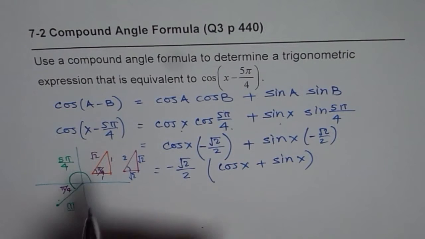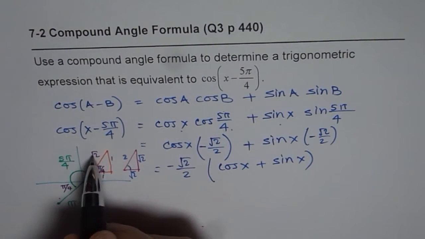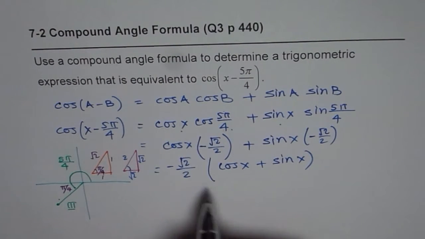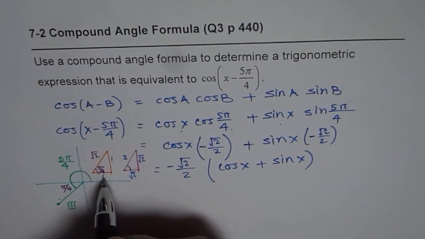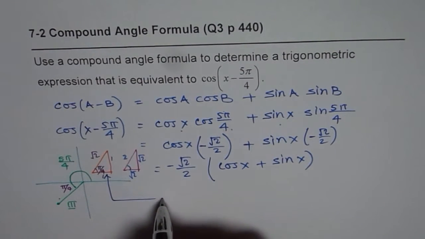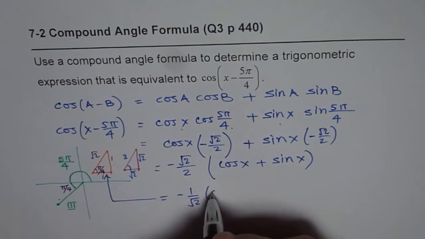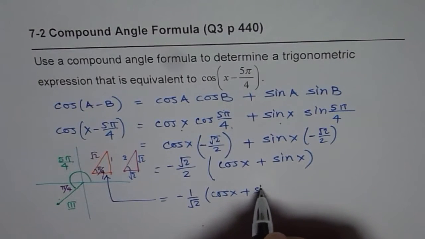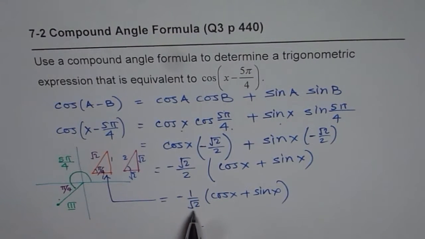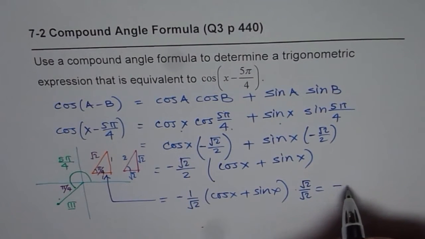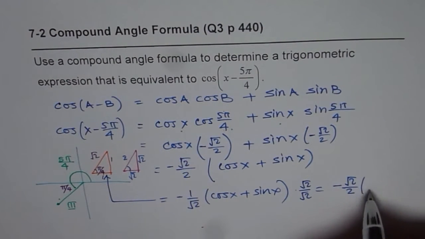Well, one more note. If you were using 1 over square root 2, you will actually get the answer as minus 1 over square root 2. You need to rationalize it. You get the idea, right? If I use this triangle, let me show you that also. In that case, you will get the answer as minus 1 over square root 2, within brackets, cos x plus sine x. Now it is not a good practice to write results with radicals in the denominator, so you need to rationalize it, correct? So once you rationalize, you'll get the same answer, which is minus square root 2 over 2 within brackets cos x plus sine x.